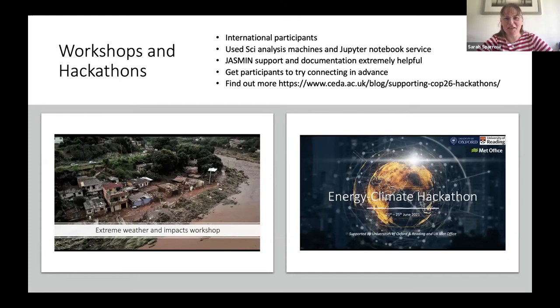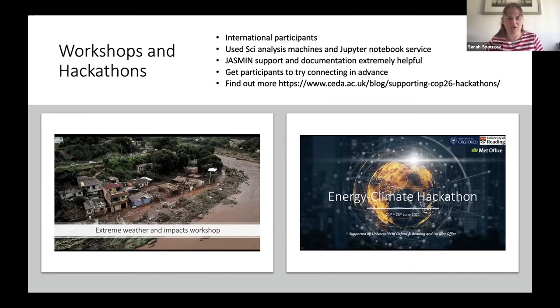The big take-home message, if you're thinking of running a similar event yourself, would be to really try and get the participants to connect in advance of the meeting and be sure that they can actually access all the bits that they need to. We did that for both of these. We did encourage people to do this, but typically people decide to leave it to the last minute. So it gets to day one and there's a lot of debugging to do.